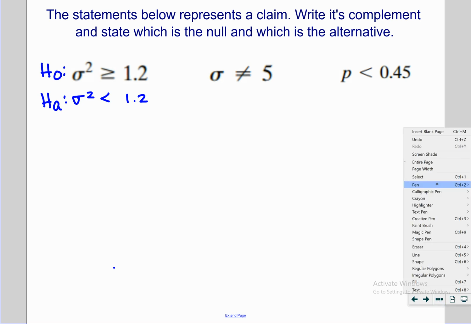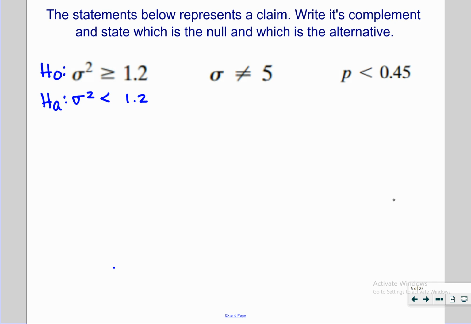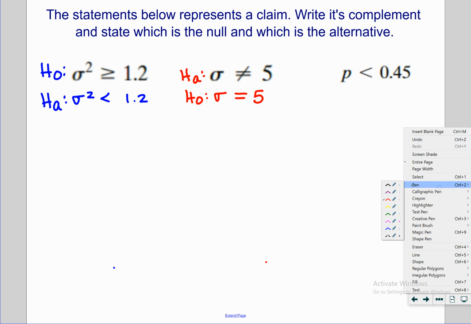All right, the one in the middle, what's a claim being made about? What population parameter? What's that symbol for? Standard deviation. Okay, so it says standard deviation of something is not equal to 5. Is that a null or alternative hypothesis? This time it's an alternative hypothesis because it's not equal to. So what would the null hypothesis be then? You're either equal to or not equal to, right? So equals 5. Perfect.